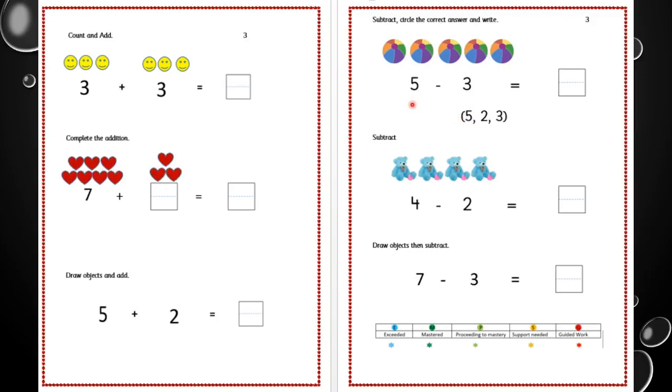5 minus 3, you will subtract. Then see the correct answer, circle here and write your answer here. After finishing this, you will subtract the next question, and in the last one, you're going to draw objects and subtract. So here comes the end of the assessment.